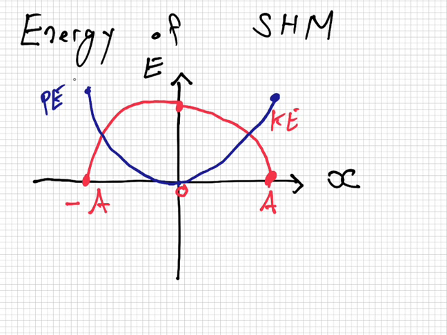In some diagrams, the maximum can be at E. And the maximum kinetic is at the top there, and the maximum potential is the two endpoints.